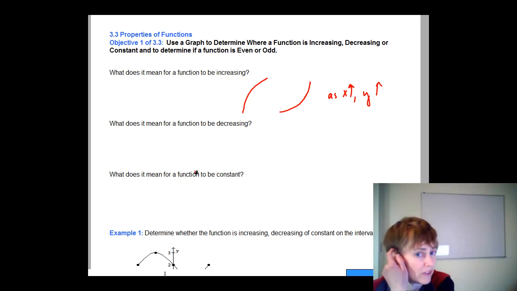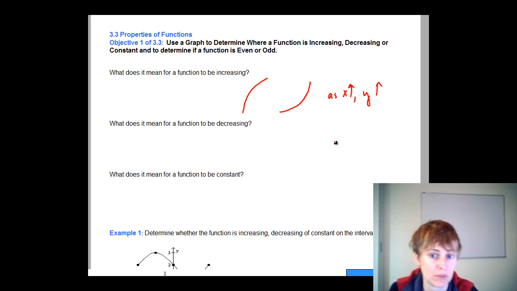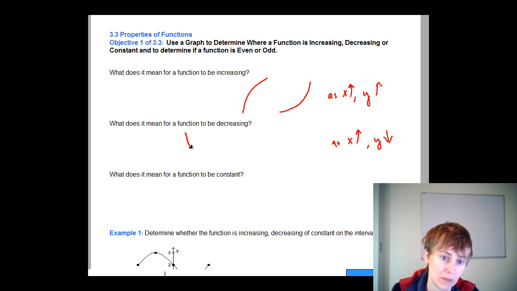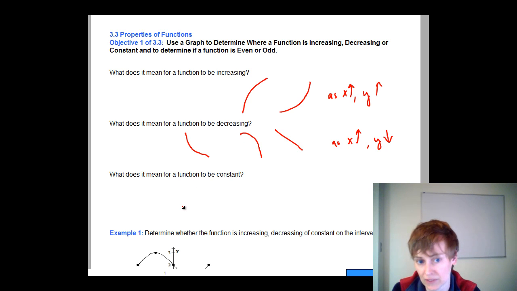Okay? What does it mean for a function to be decreasing? It's the opposite. As x is going up, y is going down. And so the way that would look is maybe like that, or straight, like that. That's what it means to be decreasing. What does it mean for a function to be constant? It means it's going to stay level. That's supposed to be horizontal, okay?